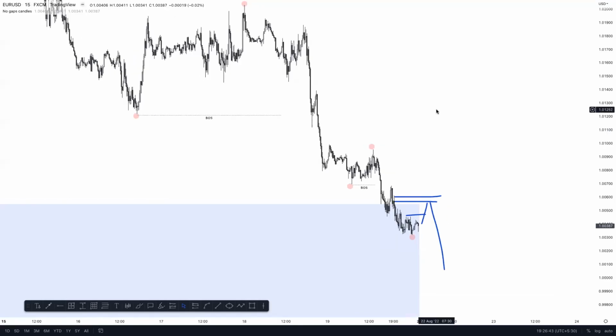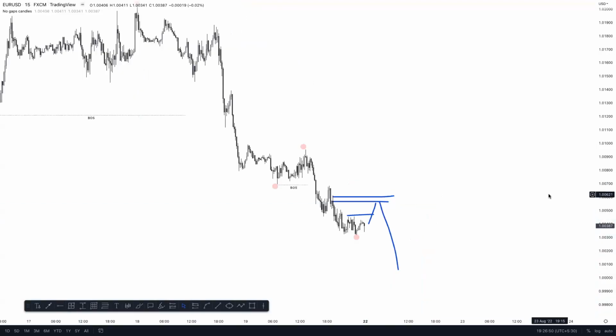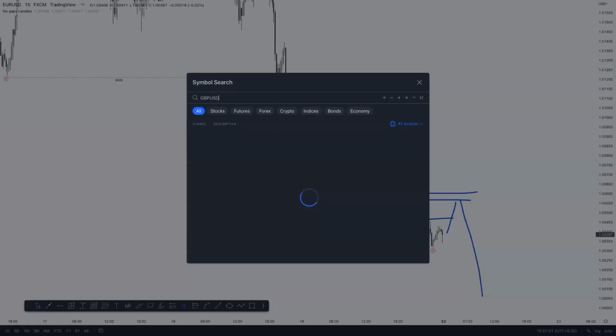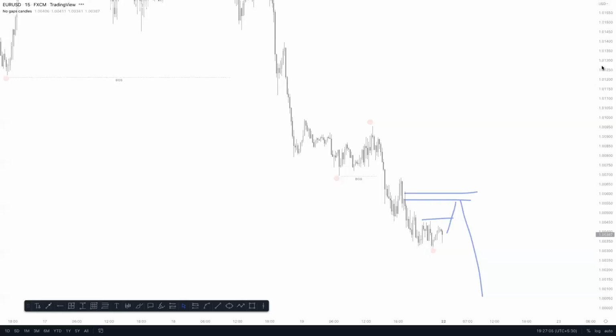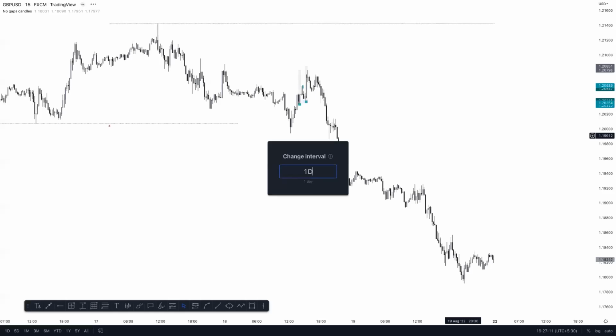And now let's switch into another pair. What is a possible scenario in another currency pair? Start with GBP USD, and then I will do some gold and Bitcoin. Sorry, GBP USD first. After that, I will do Bitcoin. Okay, so look at the daily time frame perspective. What is happening here?